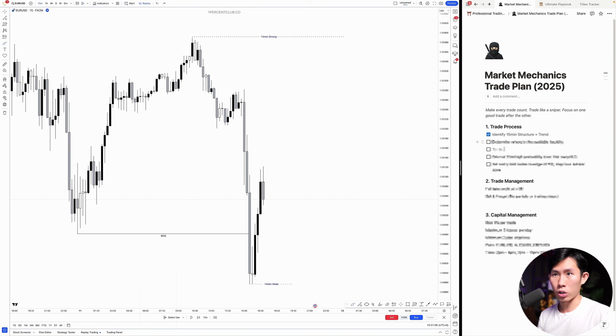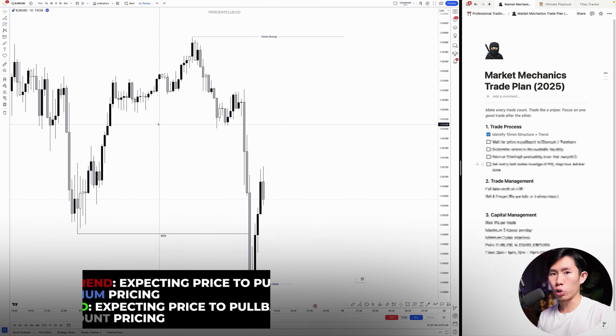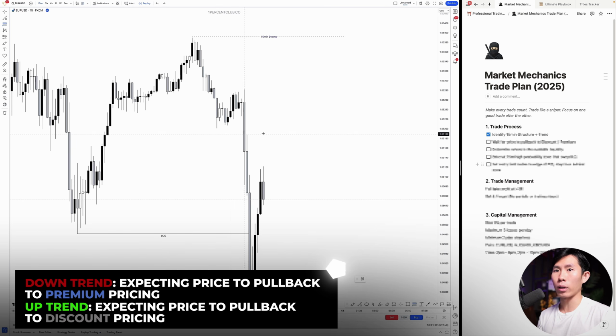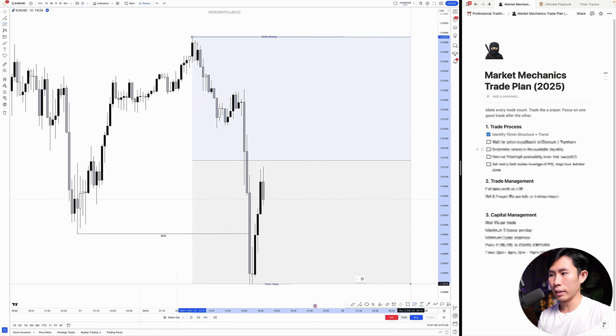Okay, so let me just change this order right here in the checklist. There we go. So in a downtrend, we are expecting price to pull back to the premium pricing, and in an uptrend, we are expecting price to pull back to a discount pricing. So now let me just draw the premium and discount from the swing high to the swing low, just like this. And you can see right here, this is the premium pricing and this is the discount pricing.